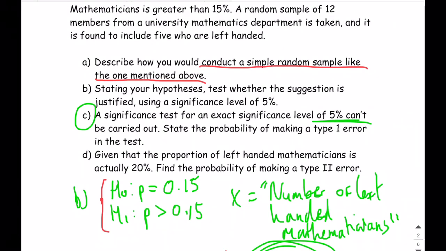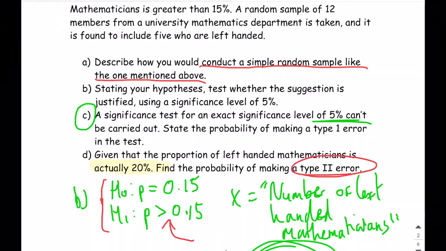Then question D says, given that the proportion of left-handed mathematicians is actually 20%, here we go. So they give you the reality of a situation here. So actually 20%, that means that H1 is satisfied, it's greater than 15%. Now what if it is actually greater than 15%? What if it's specifically 20% of mathematicians are left-handed? Find the probability of making a type 2 error.